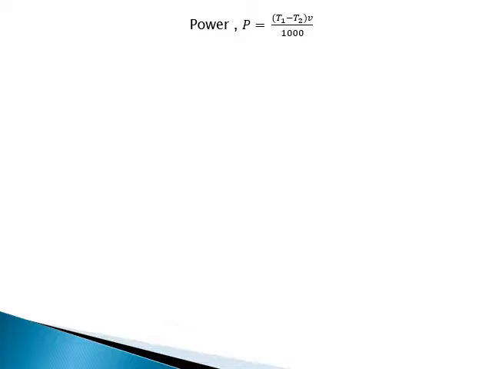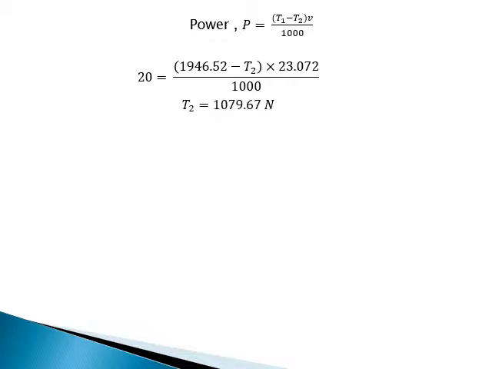Coming to the power equation, power is nothing but (T1 minus T2) into V divided by 1000. We know the value of power, and we know the values of T1 and V. The only unknown in this equation is T2, which can be calculated from the given equation, and it comes out to be 1079.67 newtons. So this is the slack side tension that we have.